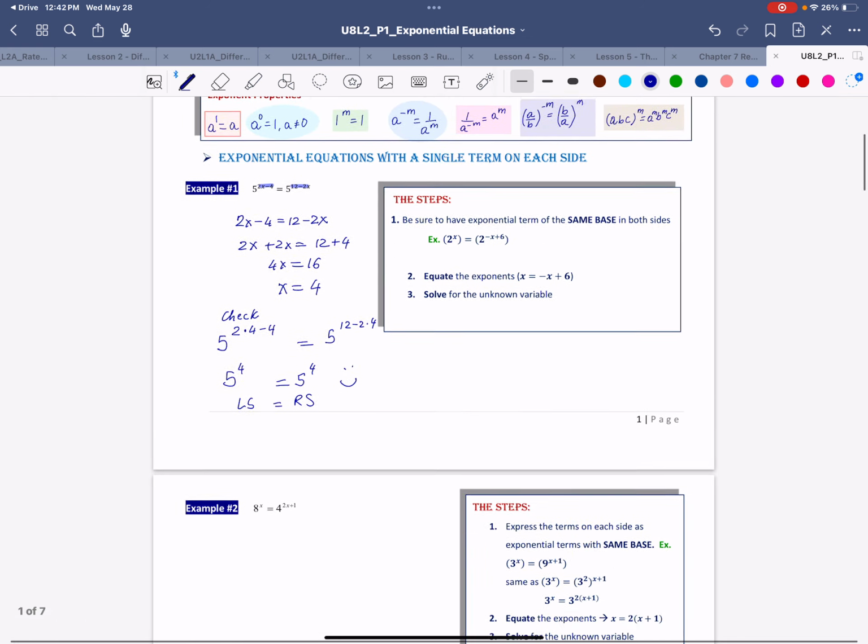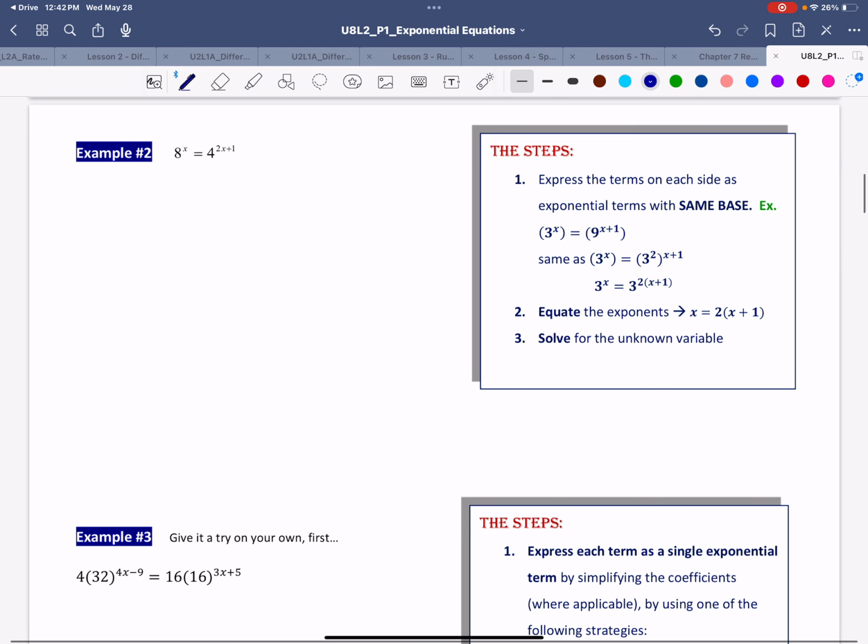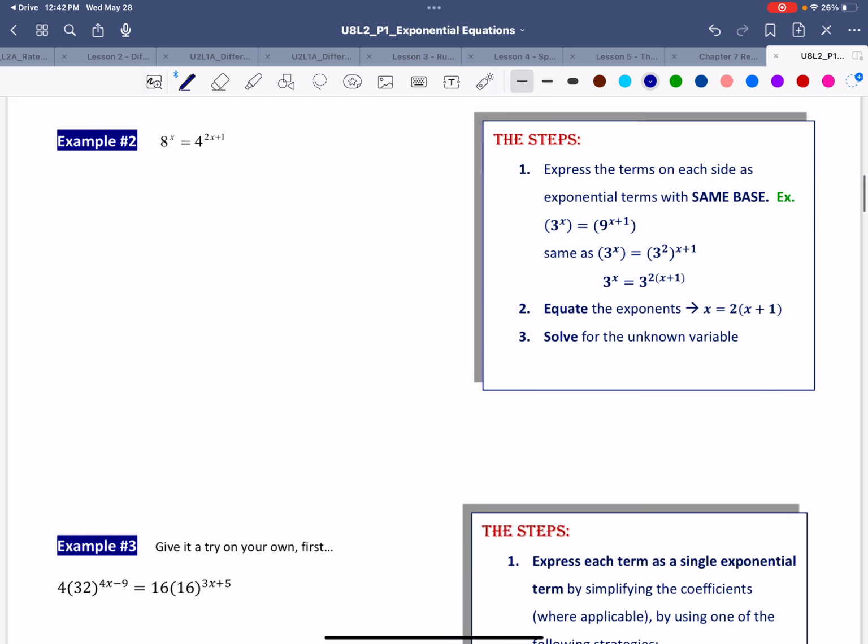Now, let's take a look at another example. The examples will get slightly harder, not that complicated, just so that we can acquire new skills. So in the next equation, example 2, we have 8 to the power of x equals 4 to the power of 2x plus 1.